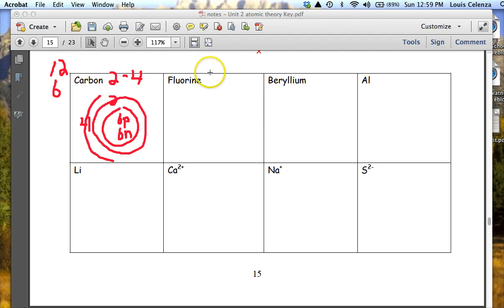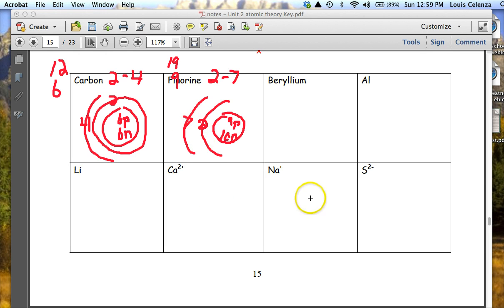For fluorine, which is 2-7, it's going to have 9 protons, and I believe 19 is the mass and the atomic number is 9, so it has 10 neutrons. And I'm going to draw half circles, 2 in the first level, 7 in the second.